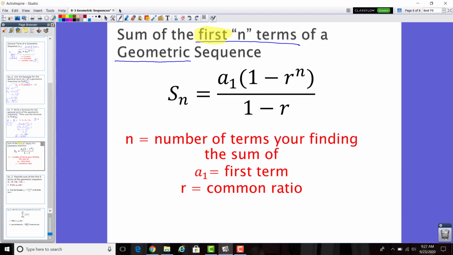In this formula, we do have an n. Just like in the arithmetic formula, the n is no longer the nth term or a specific term. It is the number of terms you're finding the sum of. So if I'm finding the sum of the first 10 terms, n would be 10. Again, a sub 1 is the value of the first term, and r is the common ratio. Again, a sub 2 divided by a sub 1, sometimes that will be given. Sometimes we will have to calculate that on our own.